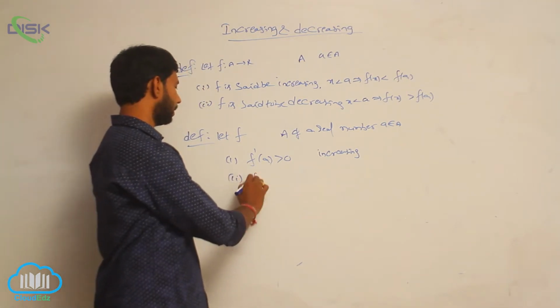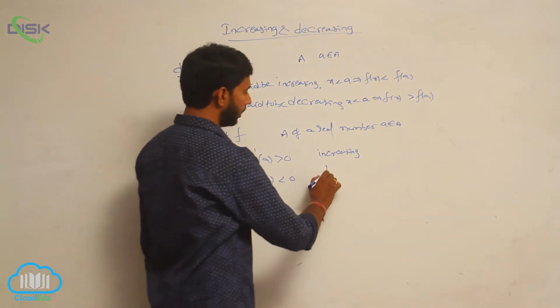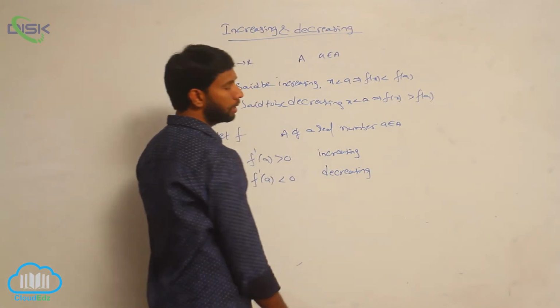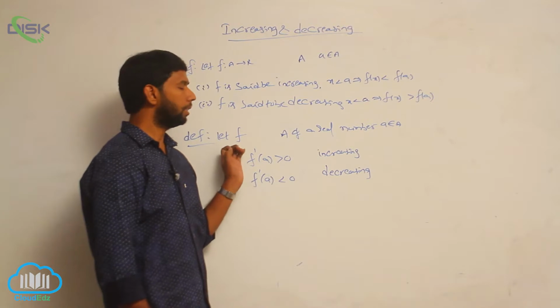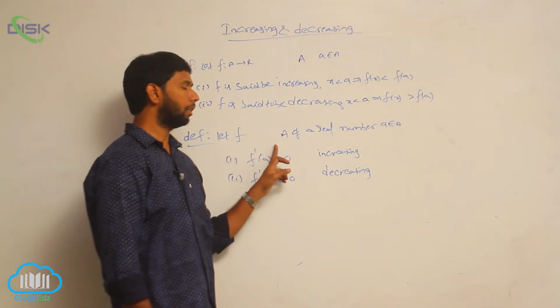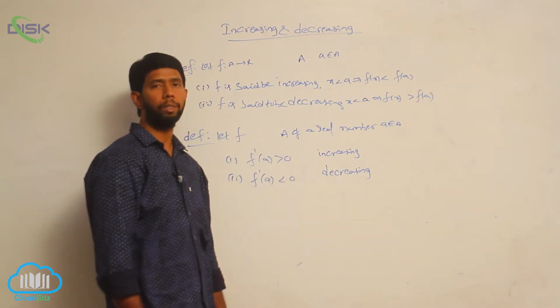If f dash a is less than 0, then the function is said to be decreasing. Simple definition: whether the function is increasing or decreasing depends on f dash x. Here f dash a greater than 0, then the function is increasing. F dash a less than 0, then the function is decreasing.